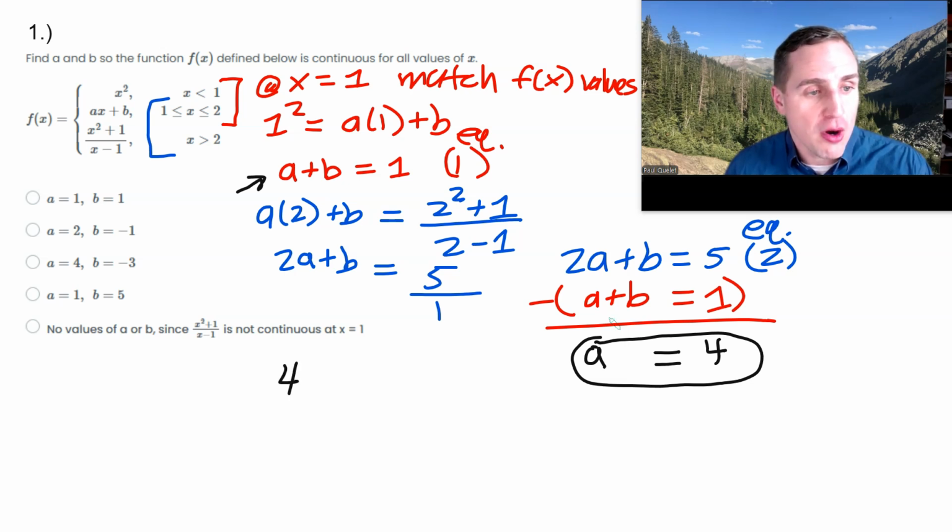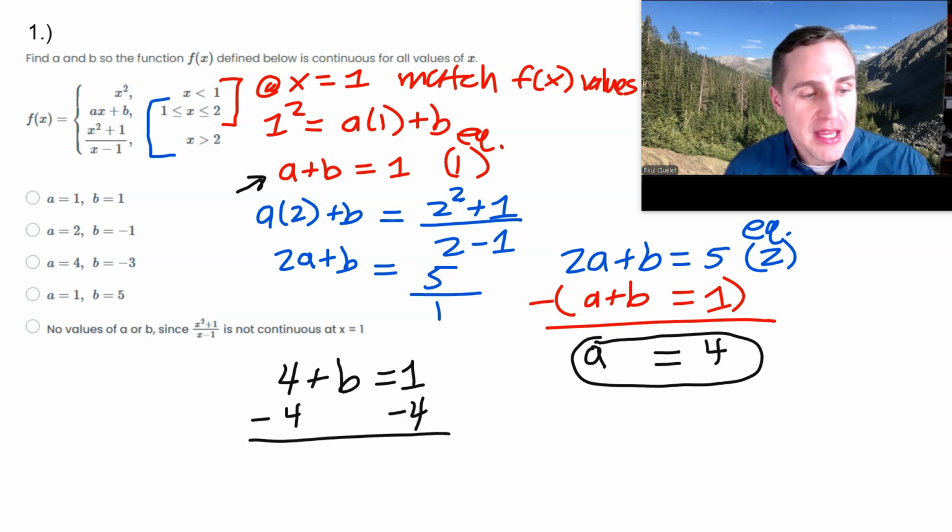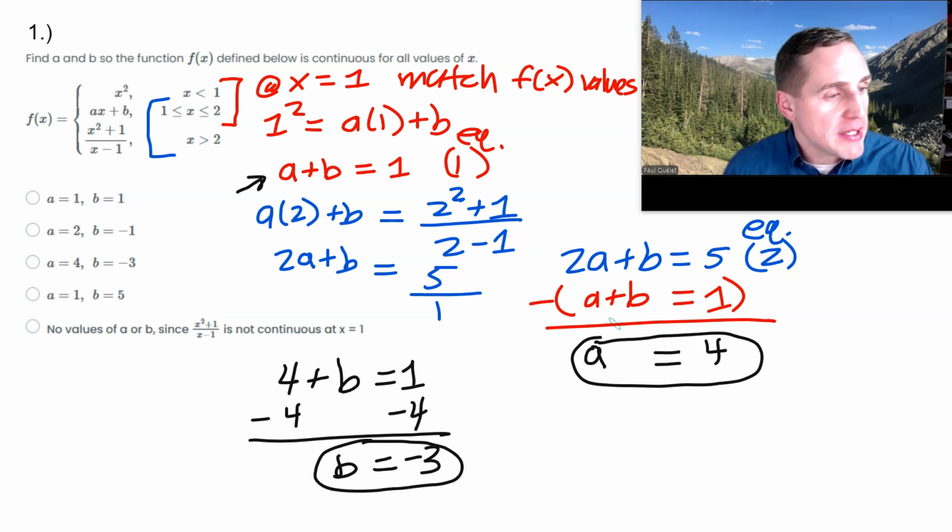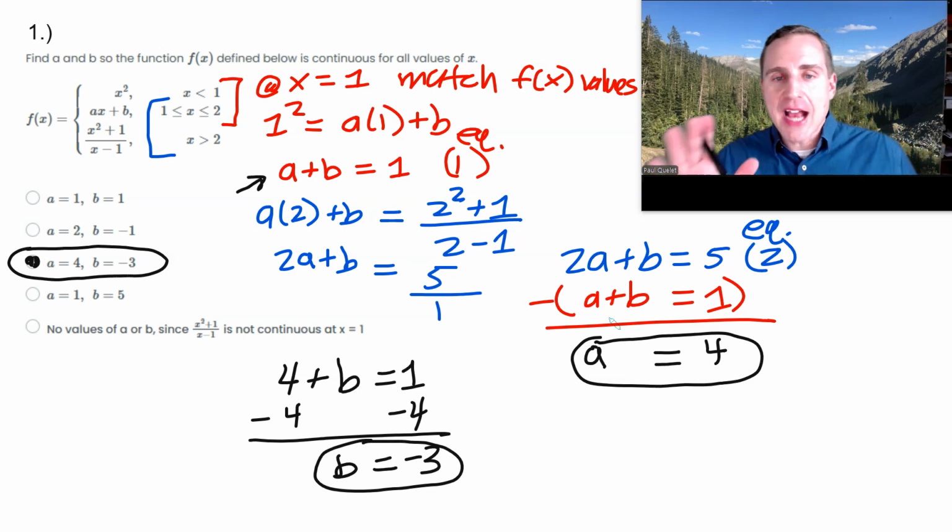So we'll go 4 plus b equals 1, subtract 4 from both sides to get b, and that's b equals negative 3. So a equals 4, b equals negative 3, and we look at the choices. I think that's this third choice down. So that's exactly what we should do.